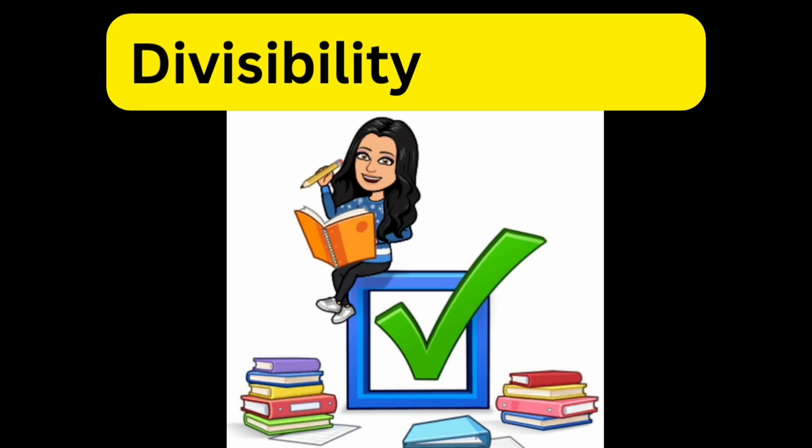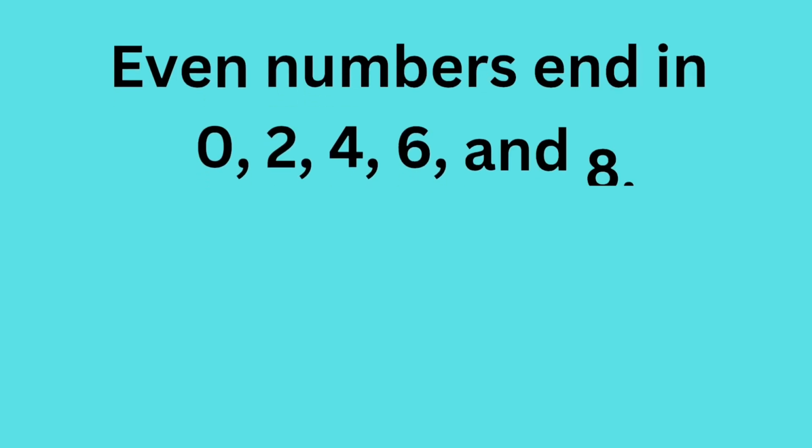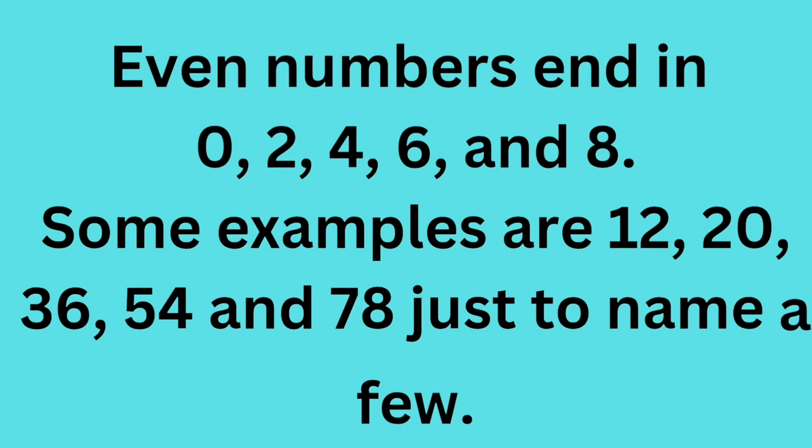Today we're talking about the divisibility rule for 2. The rule for numbers that can be divided by 2 is easy. 2 can go into all even numbers. Even numbers end in 0, 2, 4, 6, and 8. Some examples are 12, 20, 36, 54, and 78, just to name a few.